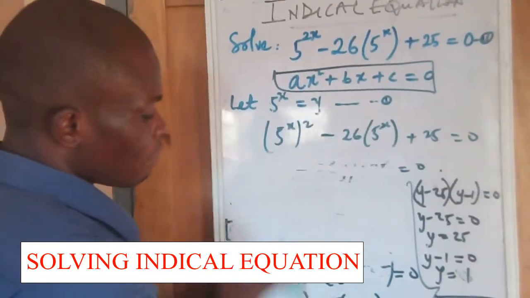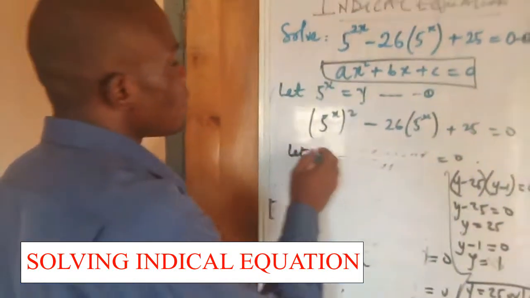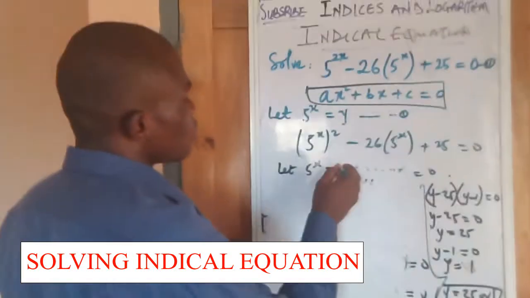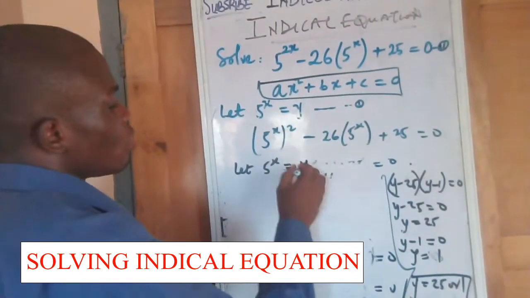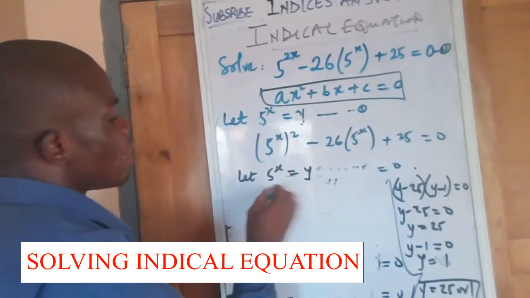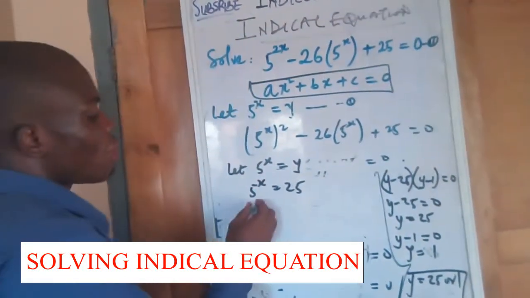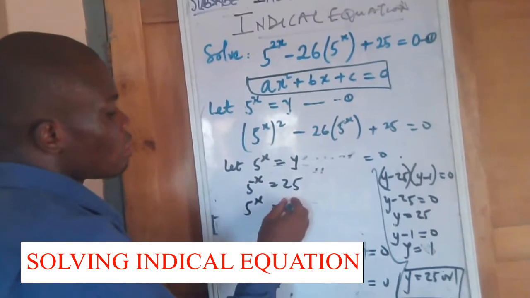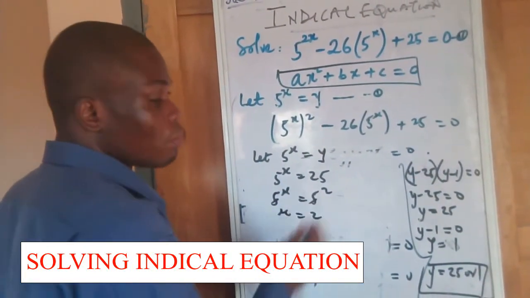If you bring back this equation, where you have said let 5 raised to power x be equal to y, so your y here is 25. If 5 raised to power x equals 25 in the first place, so what is x? So you have 5 raised to power x equals 5 raised to power 2, right? And you cancel it as x is equal to 2.